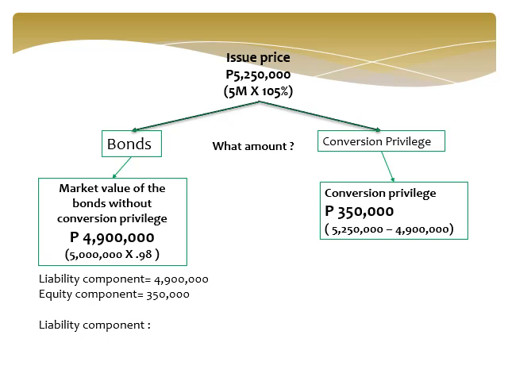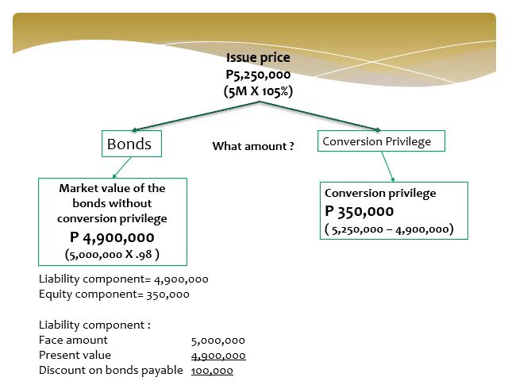So, for the liability component, we need to compute the discount or premium on bonds payable. So, we have a face amount of 5 million. The present value of the liability is 4.9 million. So, therefore, the issue price is 4.9 million but the face amount is 5 million. So, therefore, the entity issued at a discount of 100,000. So, we have discount on bonds payable of 100,000 pesos.